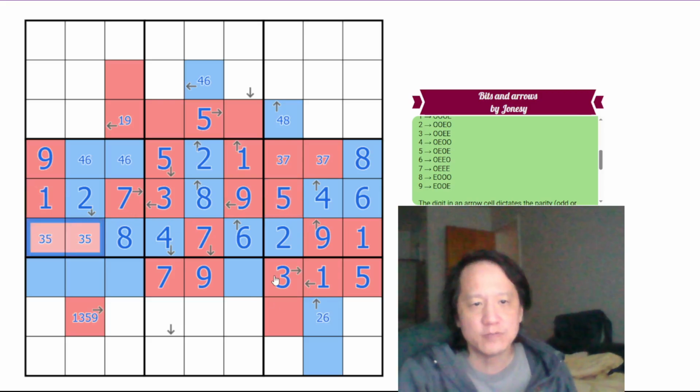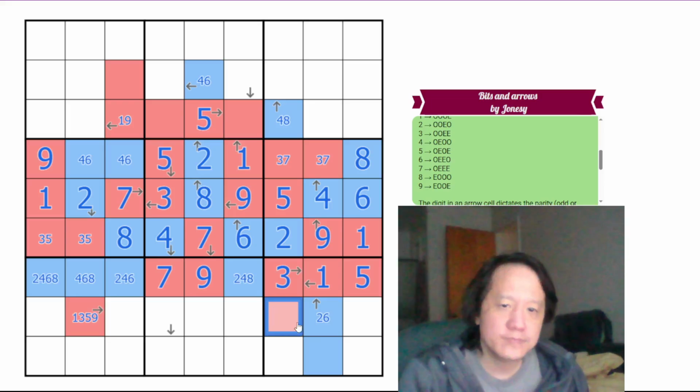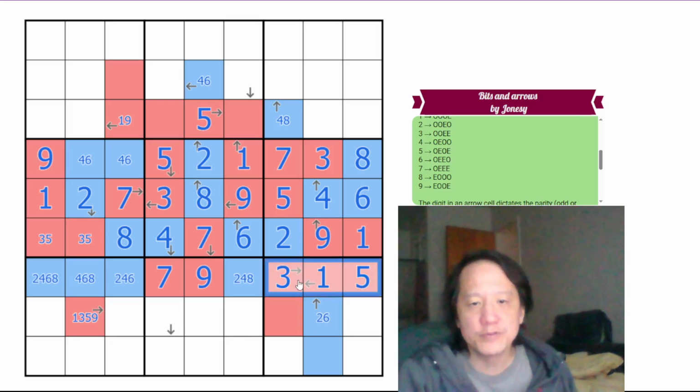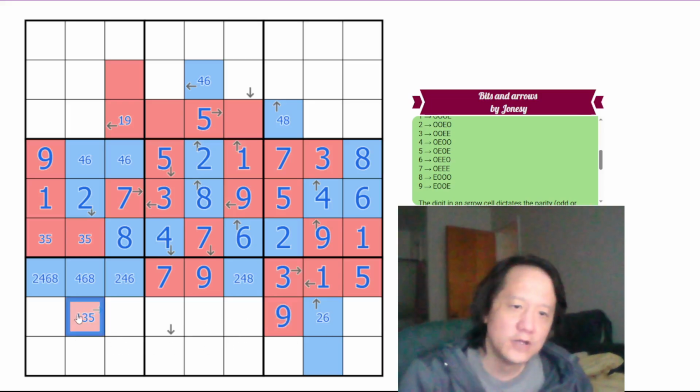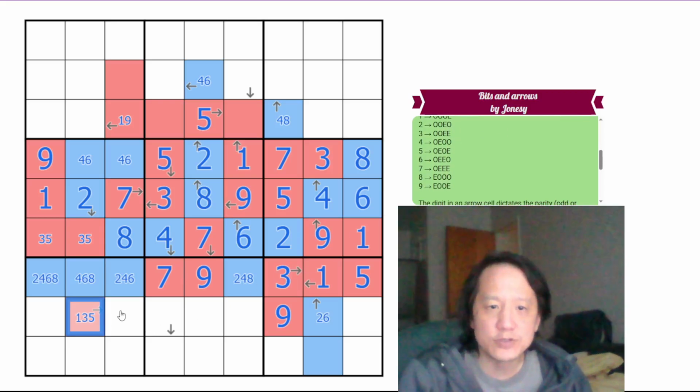So none of these could be 1. We have 2, 4, 6, 8 here. This can't be 6 because of 6 in the column. 2, 4, 6, 8. No 2, no 8. 3 eliminates 3 here, so this is 7 and 3. This cannot be 1, 3, 5, 7, so it has to be 9. So this cannot be 9 here. So 1, 3, and 5 all start with an odd digit, so this must be odd as the first bit.